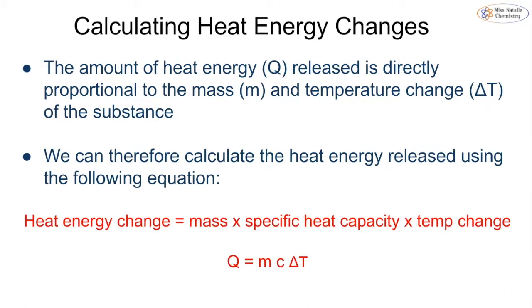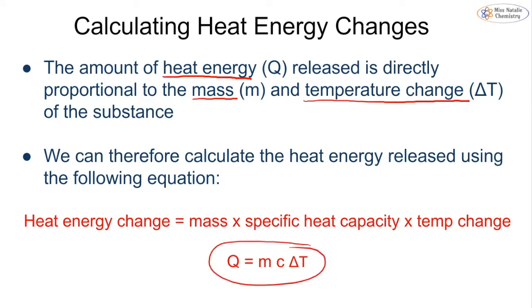So we can calculate the amount of heat energy, or Q, by looking at the mass and the temperature change, because the amount of heat energy is directly proportional to these values. So we can use this equation down here at the bottom, where Q is equal to mc delta T.